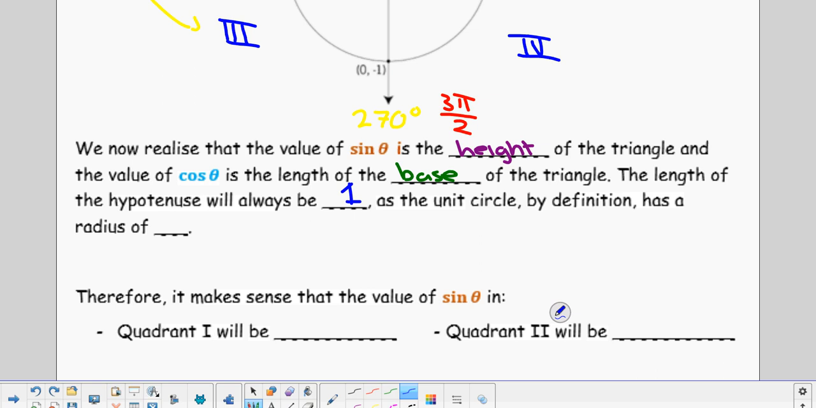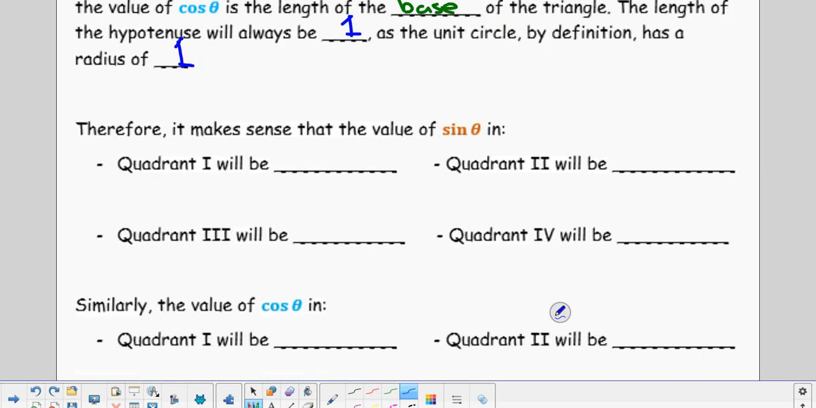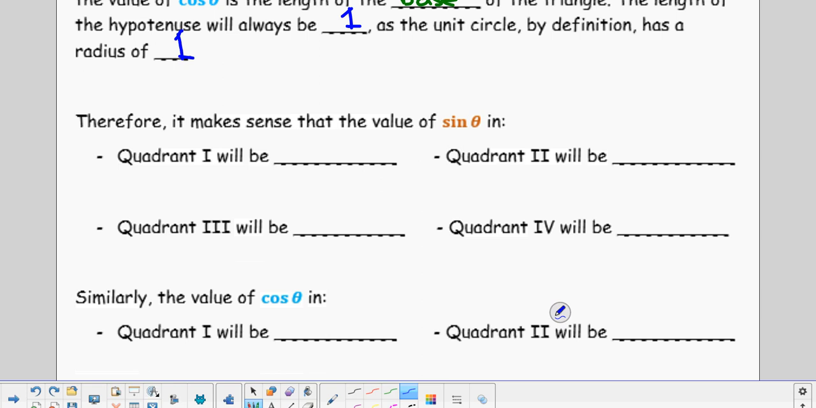A unit circle by definition has a radius of 1. Some people ask why it is 1, and it's just that the people who came up with the unit circle as a way of explaining trig functions said it's going to be 1. So it makes sense that the value of sine in quadrant 1 will be positive. Positive, isn't it? Where else is it positive? Second, yeah.